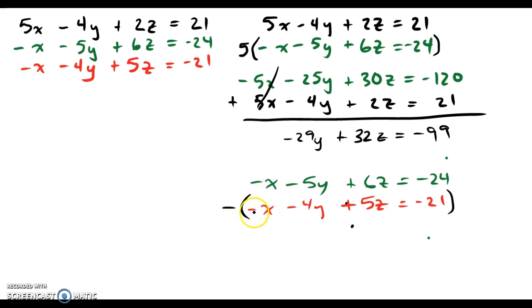Negative x minus negative x is negative x plus x, so that's gone. Negative 5y minus negative 4y is negative 5y plus 4y, so I get negative y or negative 1y, depends how you want to look at it. Negative y, and 6z minus 5z. Remember, we're hitting every term with this negative, and we get 1z, or just z. Negative 24 minus negative 21, and we get negative 3.